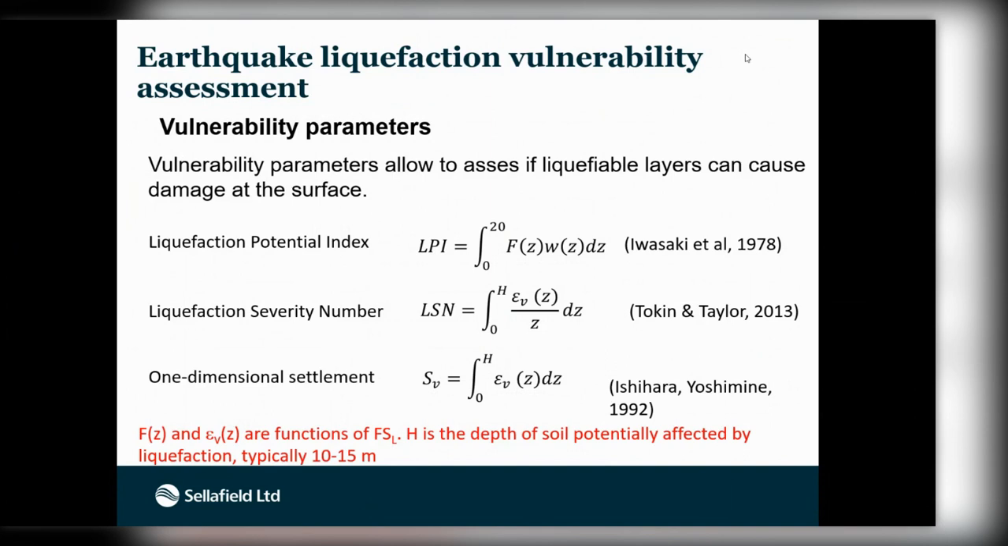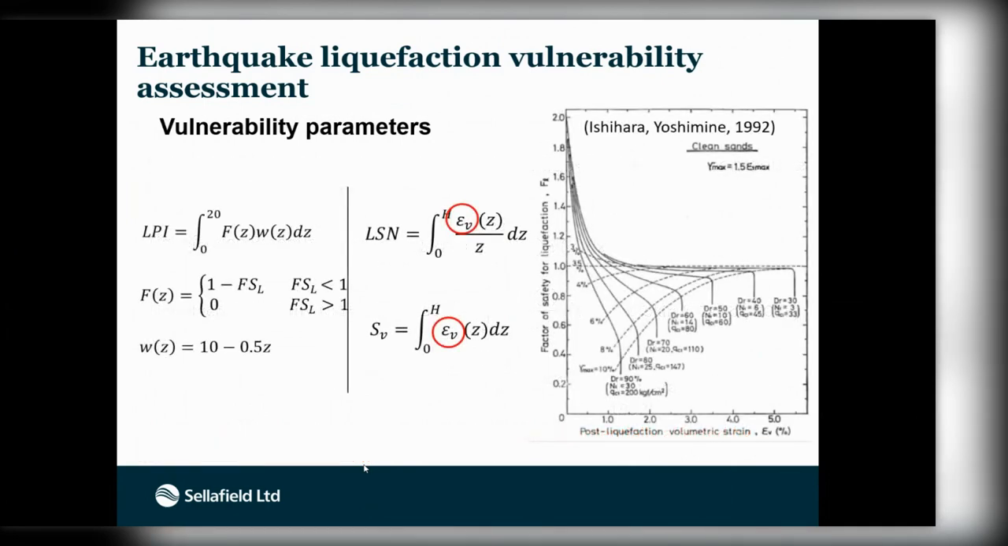All these parameters mainly depend on the factor of safety against liquefaction. F(z) and epsilon V depend on the factor of safety against liquefaction, and also on H, which is the depth of soil potentially affected by liquefaction, typically around 10, 15, 20 meters maximum. So these are the expressions of those functions.